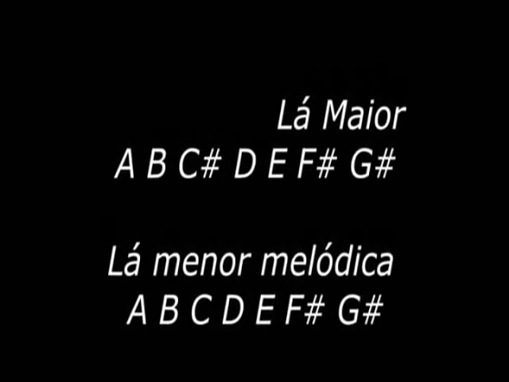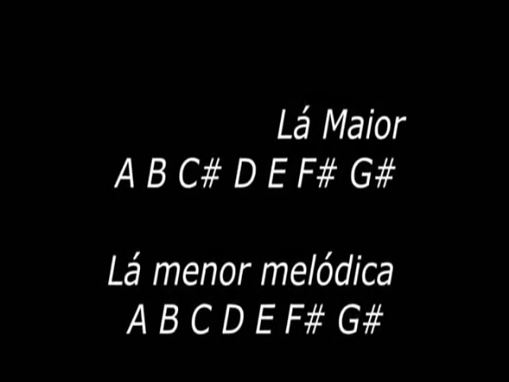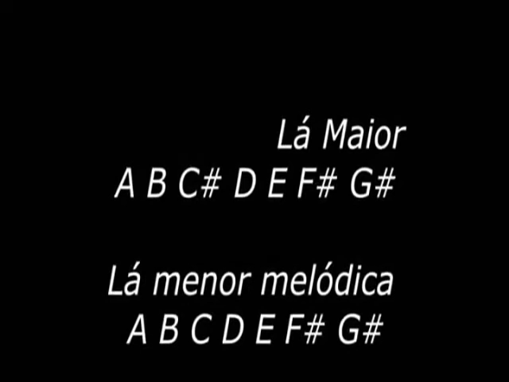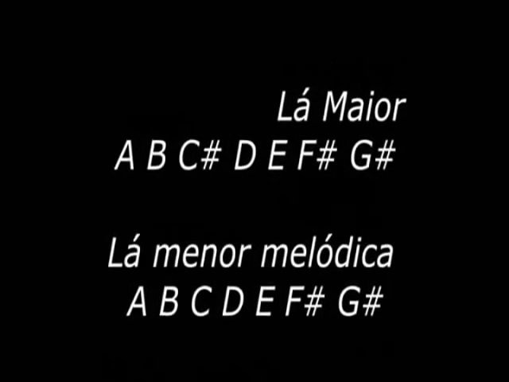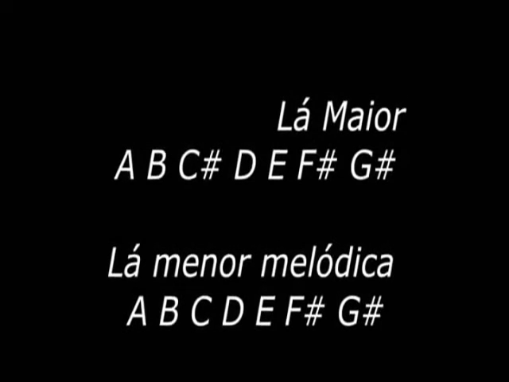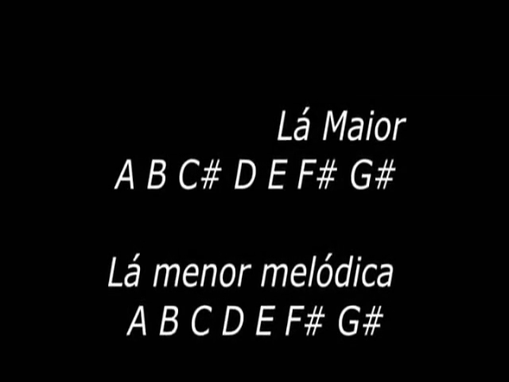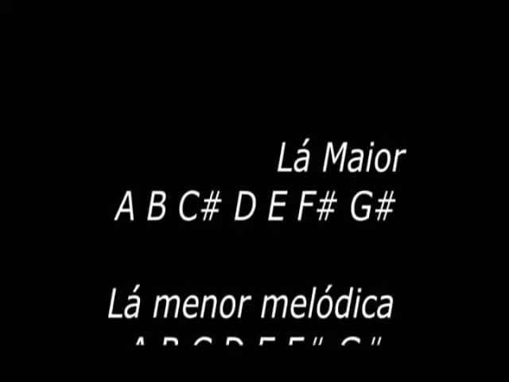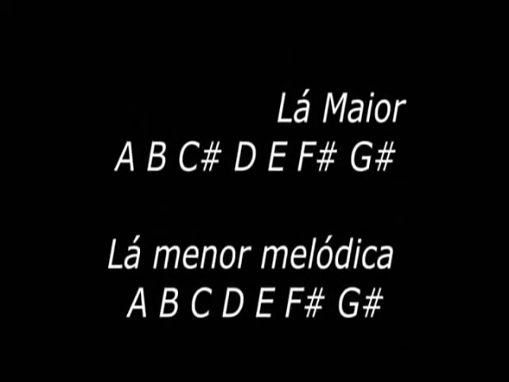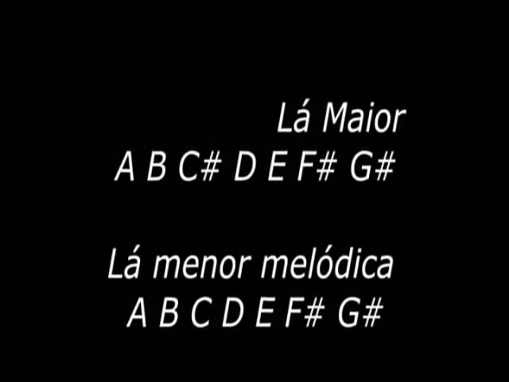Another important comparison. The melodic minor scale has the same intervals as the major scale, except the third. It means, if you already know how to play the major scale, all you need to do is put the third degree a half step down. Then you're going to have the melodic minor.